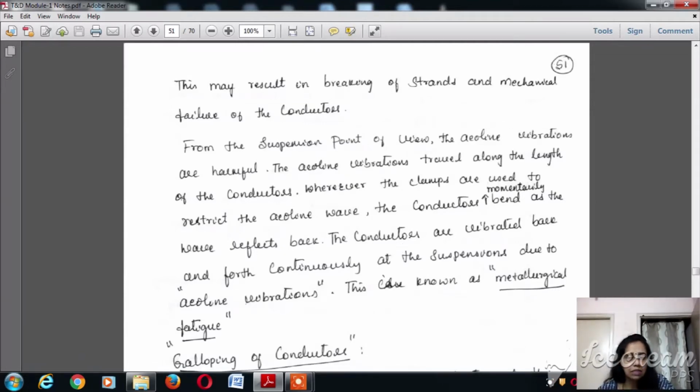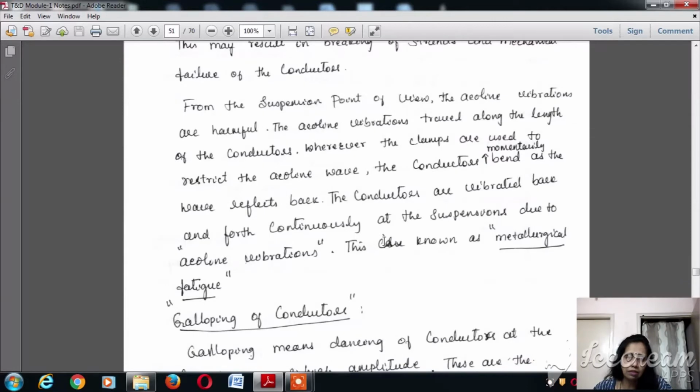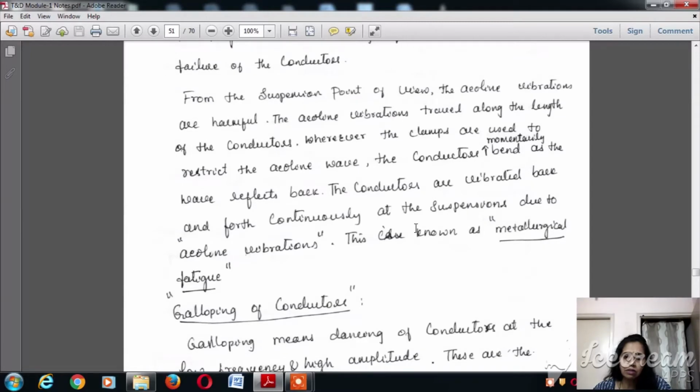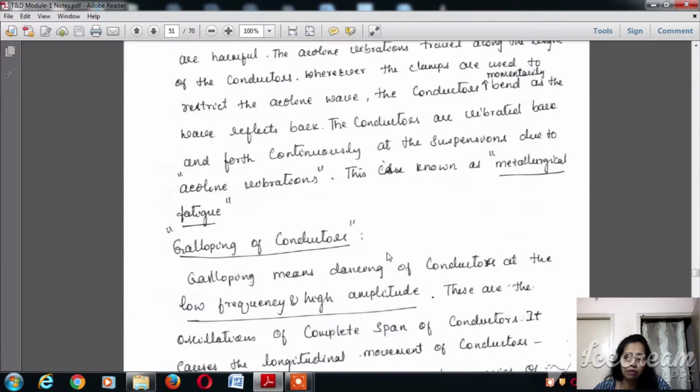So from the suspension point of view, the airline vibrations are very harmful. The airline vibrations travel along the length of the conductors wherever the clamps are used, because of the obstruction that is caused to the airline waves. The conductor will bend as the wave reflects back. The conductors are vibrated back and forth continuously at the suspensions due to the airline vibrations. This is known as metallurgical fatigue.